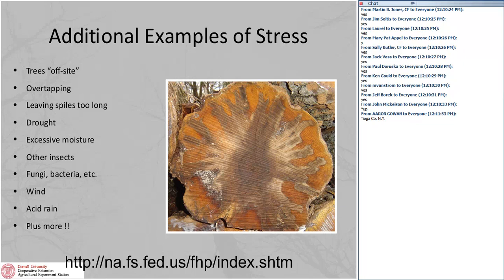The other thing that it did was it disabled the tree's ability to compartmentalize the wounding that was associated with tapping. So when you tap a tree, you drill a hole into the tree and you're wounding it. Normally, sugar maple has a very strong capacity to compartmentalize that wound and not allow the decay organisms to spread throughout the stem. So what you're seeing is the butt end of pretty close to the stump end.